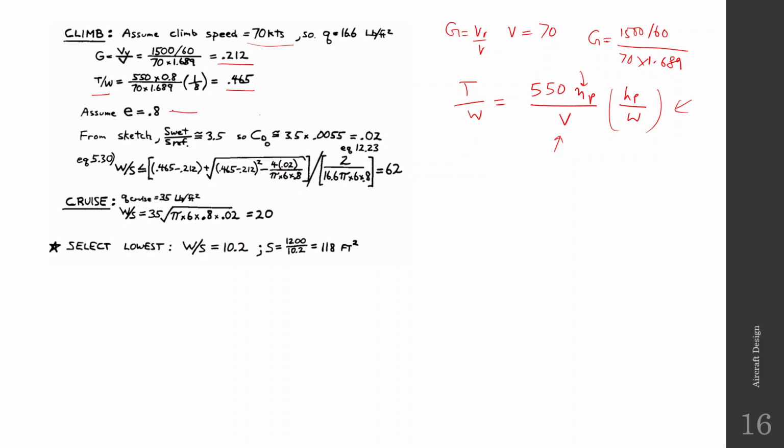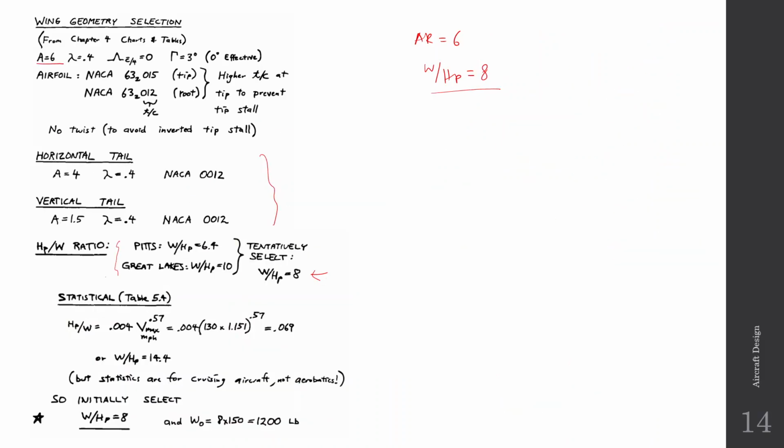Now the Oswald efficiency factor he has assumed as 0.8. Then he has calculated CD naught. Over here you will see that he has used a ratio called S wet by S reference. So let's see how he has calculated the CD naught. First he has chosen the aerofoil over here, which is a NACA 6 series aerofoil. The aerofoil has all of these parameters: it has the CL naught, it has the CL alpha, it has CD naught. These parameters are given with the airfoil data.